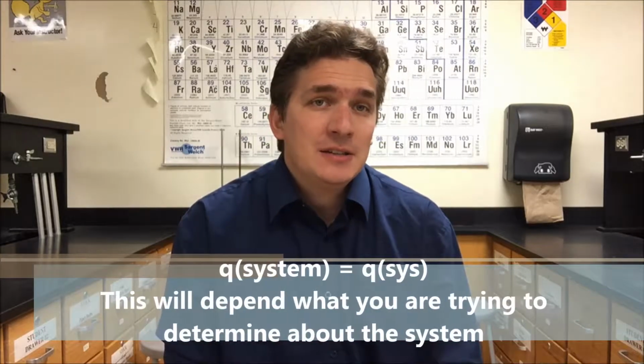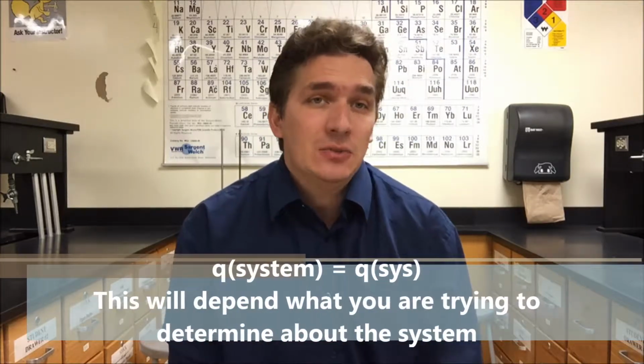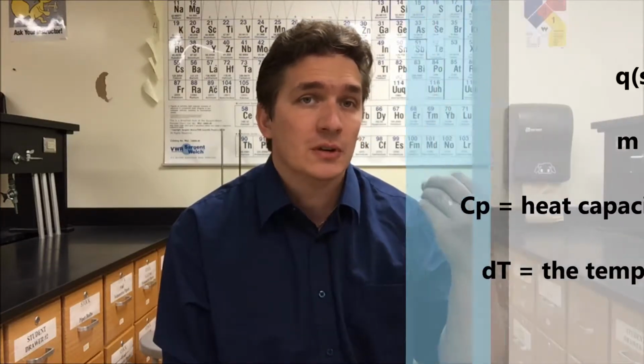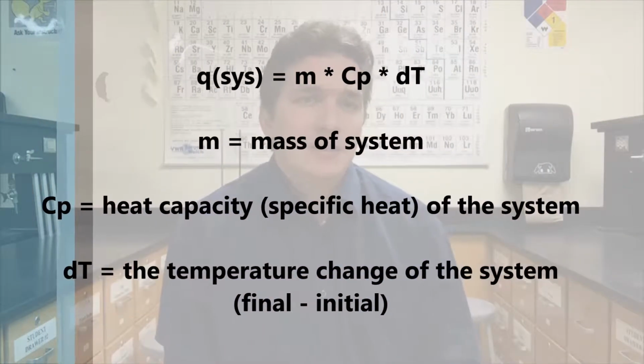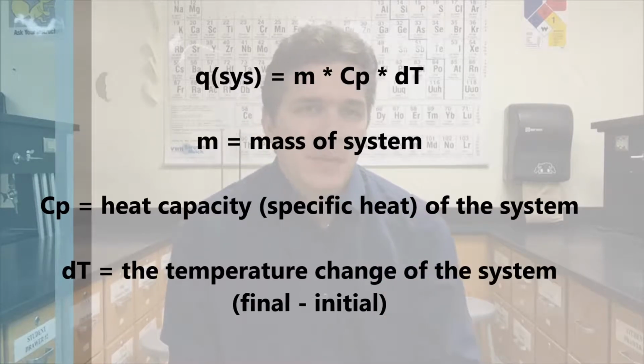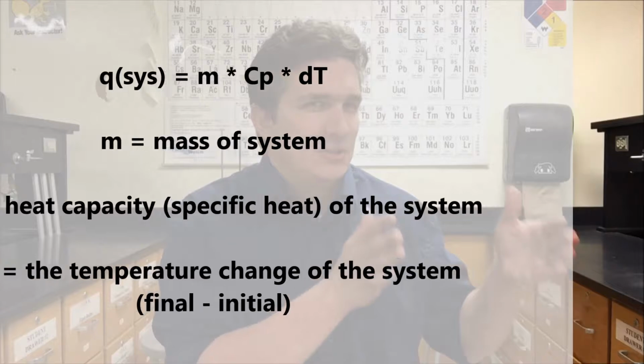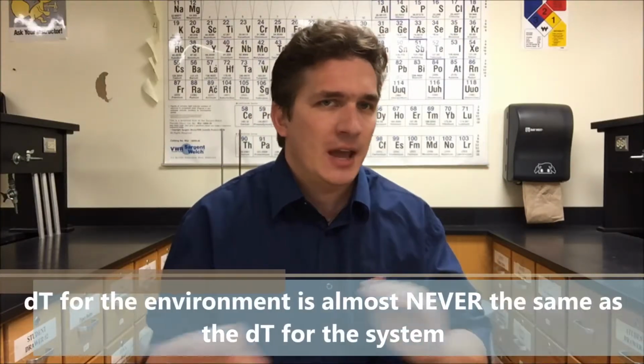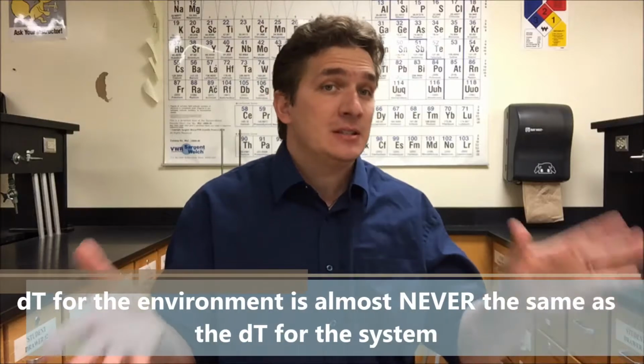The question is, how do you define Q of the system? And this is going to depend on what you're looking for. Now, if you're looking for a heat capacity, Q of the system is going to look just like Q of the environment. We're going to have the mass of our system, such as a weight of metal or some material we're measuring the heat capacity of, times the specific heat, usually what we're solving for, and its change in temperature. Now, keep in mind, the change in temperature of the environment and the change in temperature of the system are two different numbers. You can't use the same number twice. Sometimes they end up being the exact same value, but they are always unique to the material.